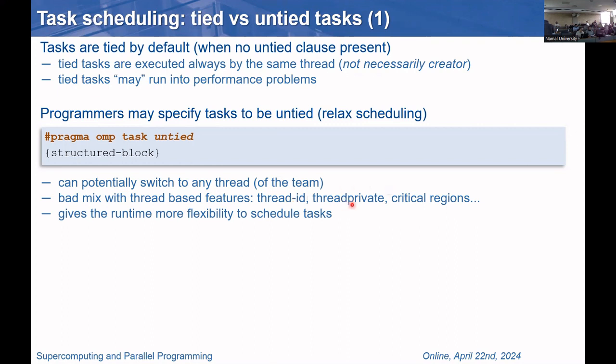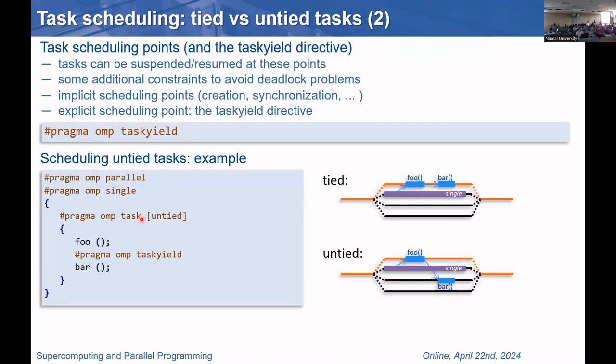Also, it doesn't work well with threadprivate, because now I'm in another thread, so I will have different values on the threadprivate variables. Also, in critical regions, we may get confused about who is the owner of the critical region. So it's better not to use those properties if you plan to do untied tasks. The good thing is that it gives the runtime more flexibility to execute tasks.